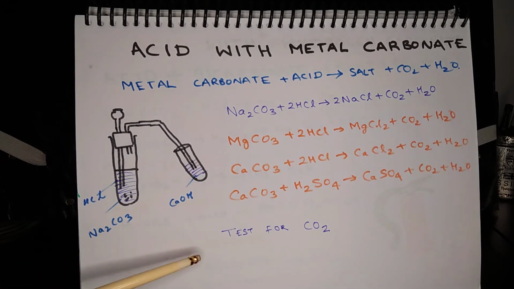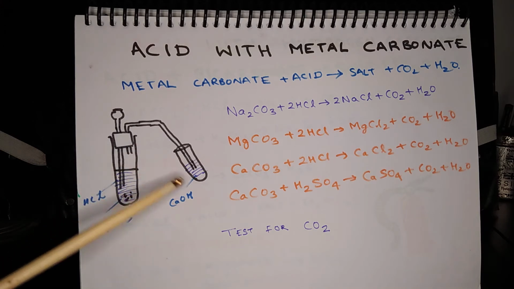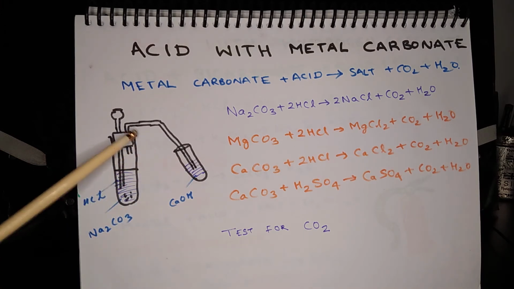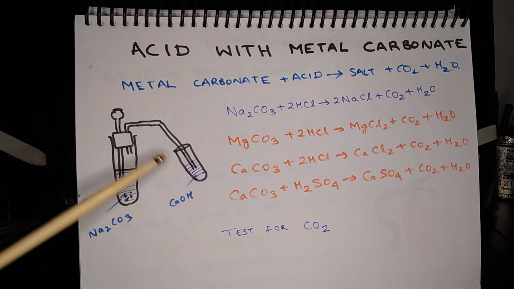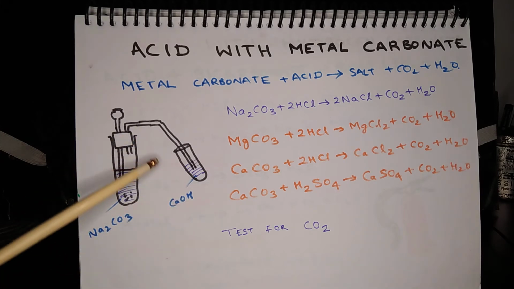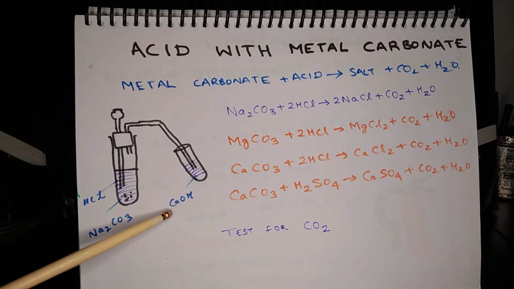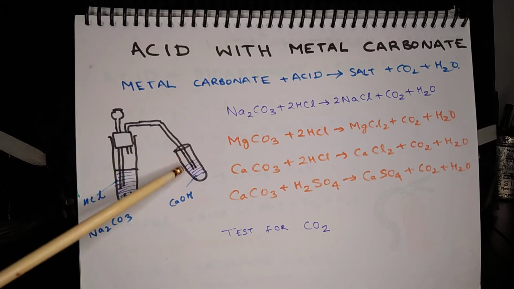So for confirmation of carbon dioxide, this gas has been passed to a solution of slaked lime. So the liquid turns to milky white or somewhat cloudy, whitish appearance, and this happens because of formation of calcium carbonate. So once the mixture becomes cloudy, it confirms that carbon dioxide gas has been evolved.